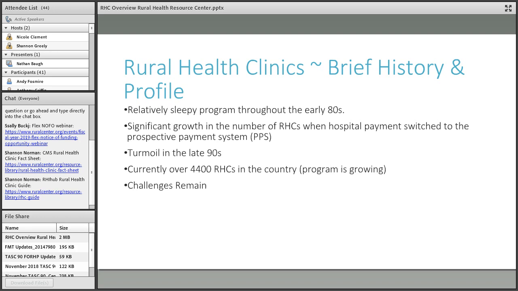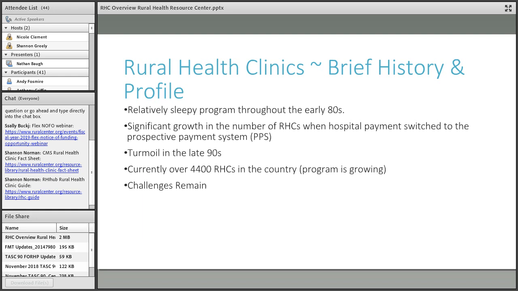But initially, the program didn't explode. In the early 80s there were I believe about 500 or so rural health clinics, almost all of them independent rural health clinics when the law was first signed. When the hospital payment system switched to the PPS system, though, we started to see a lot of rural health clinics pop up.